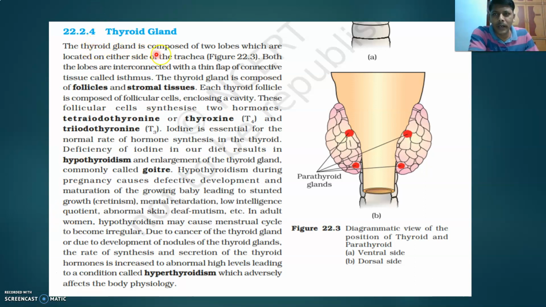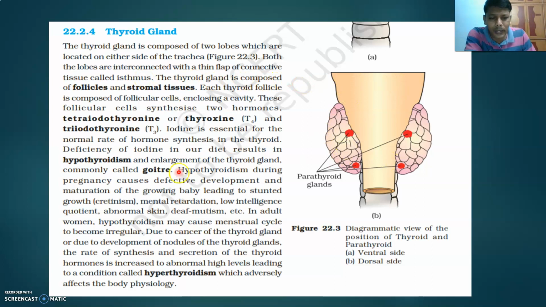The thyroid gland is composed of two lobes. This is one lobe and this is another lobe, located on either side of the trachea. This is the trachea, otherwise called the windpipe. Both the lobes are interconnected with a thin flap of connective tissue called isthmus.